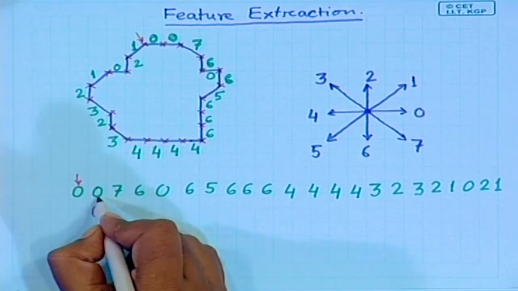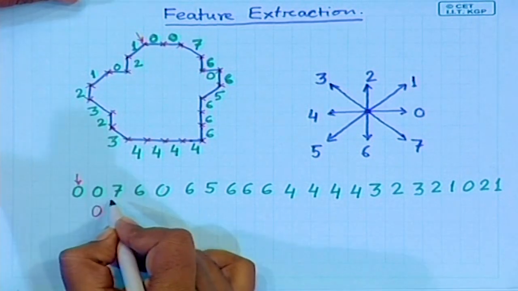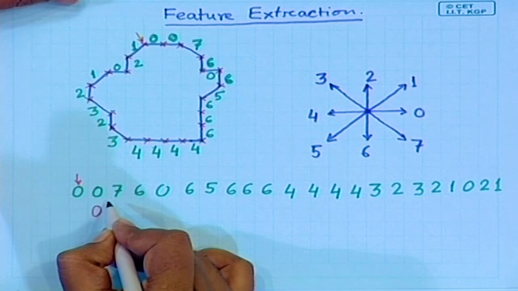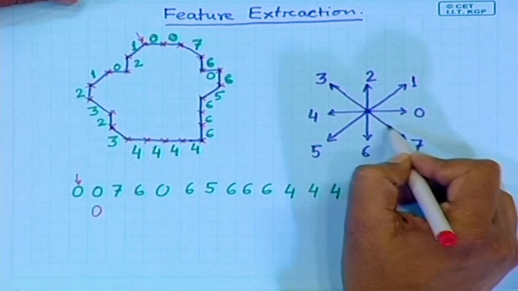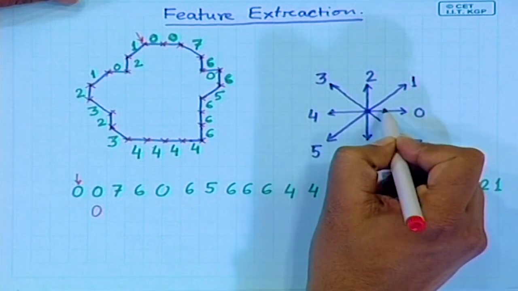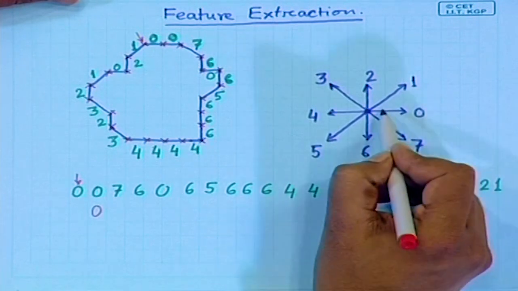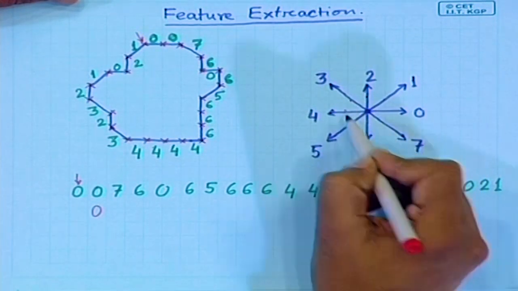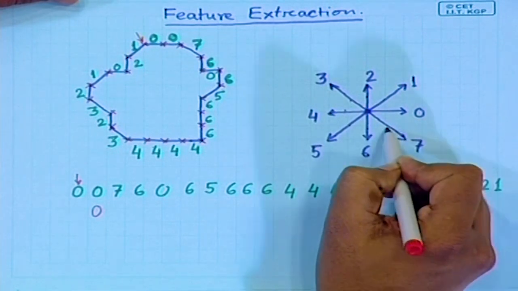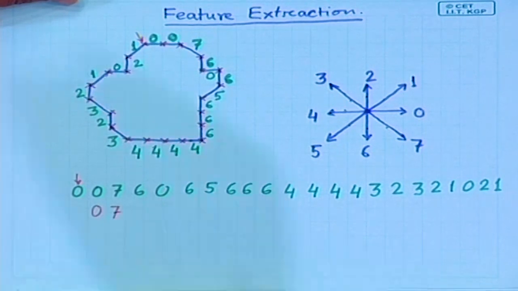The next one, from 0 to 7. Here, I have to find out how many steps of rotation I have to perform. So, this is 0 and this is 7, and if I compute the steps of rotation in the anti-clockwise direction, then you find that I have to make 1, 2, 3, 4, 5, 6, 7 rotations. So, this will also be 7.